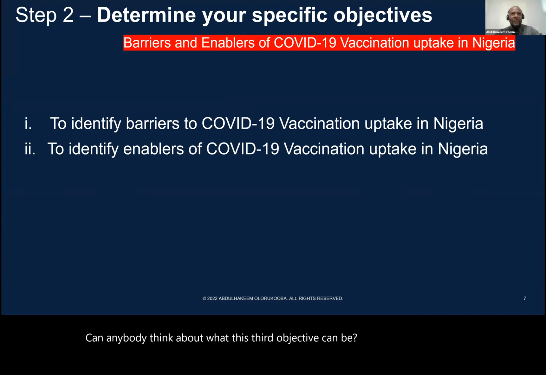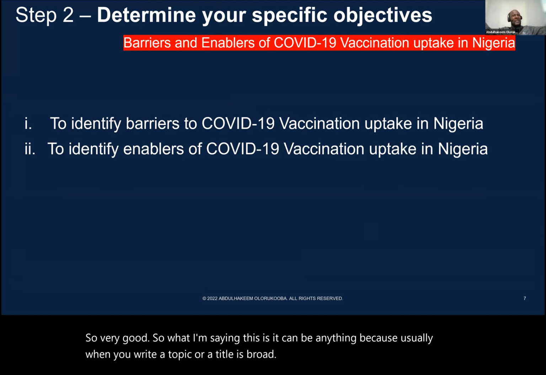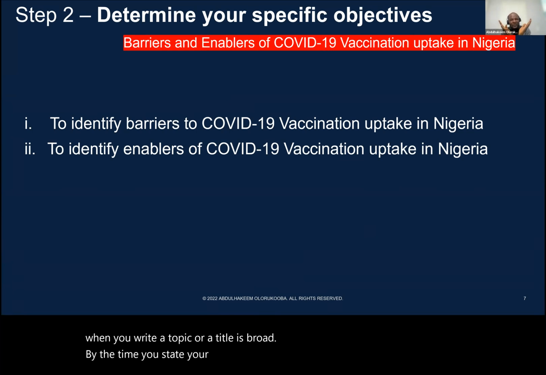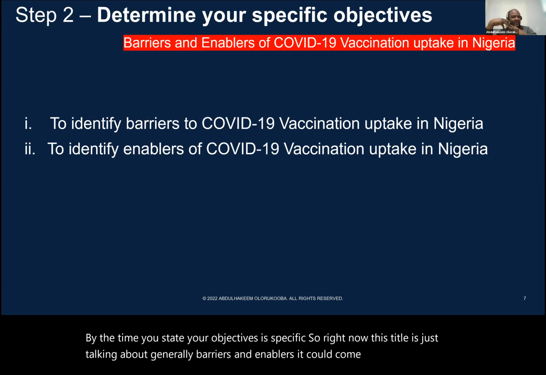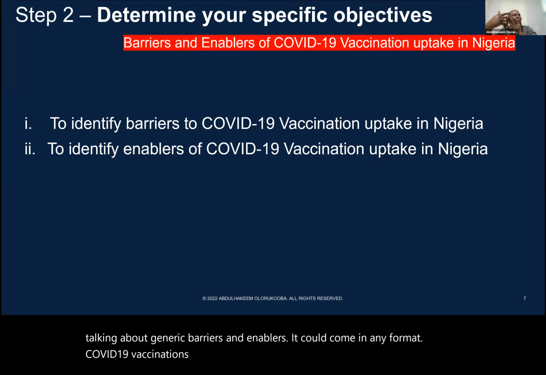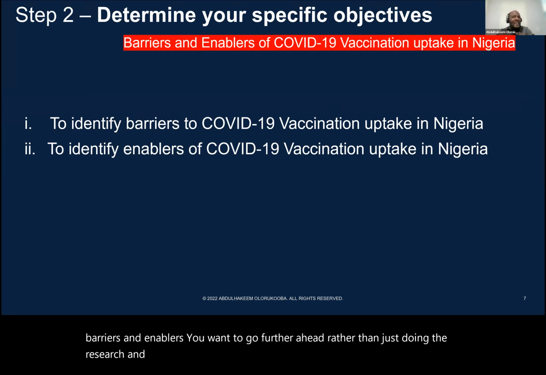Okay, very good. Why I'm saying this is that it can be anything, because usually when you write a topic or a title, it is broad. By the time you state your objectives, it's specific. Right now, this title is just talking generally about barriers and enablers. It could come in any format. So you know about the barriers and the enablers, but you might want to go further rather than just doing the research and saying, these are the barriers, these are the enablers.